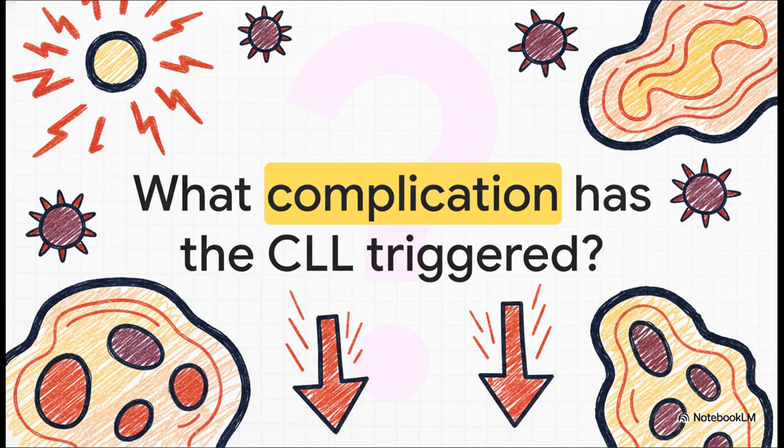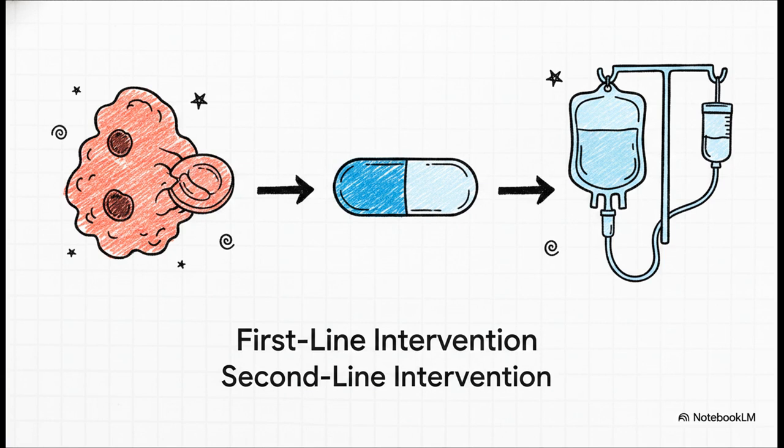A 68-year-old man with known CLL comes into the A&E. He's dizzy, he looks jaundiced, and his hemoglobin has suddenly plummeted from 130 down to 75 grams per liter. The key question: what on earth has his CLL triggered? Look at the Coombs test. The Coombs test comes back positive. He's developed one of those deadly eyes, an immune complication known as warm autoimmune hemolytic anemia, or AIHA.